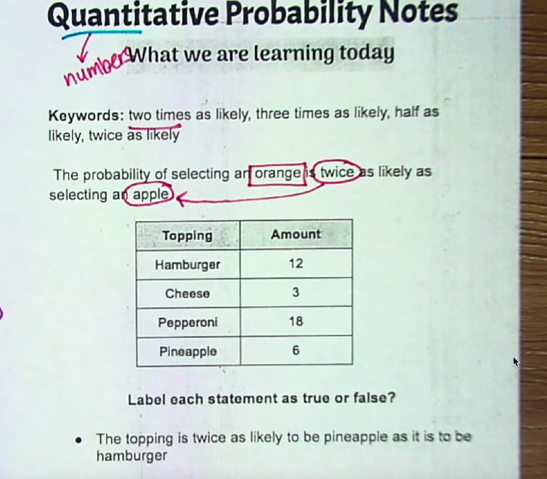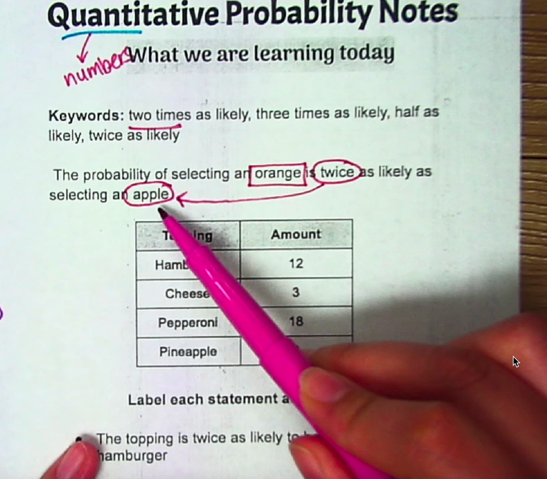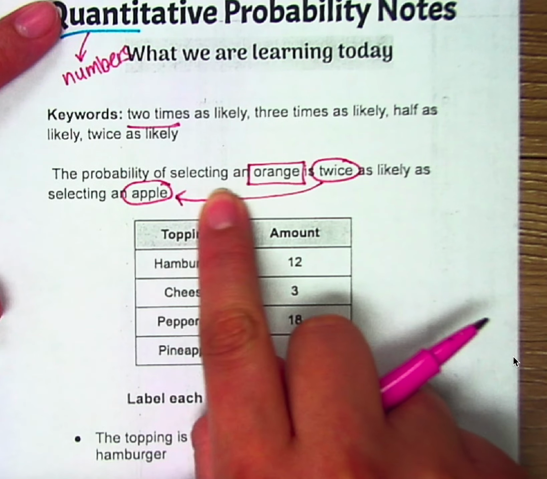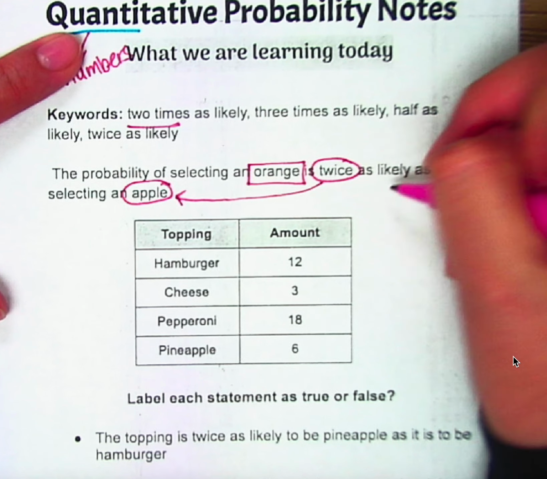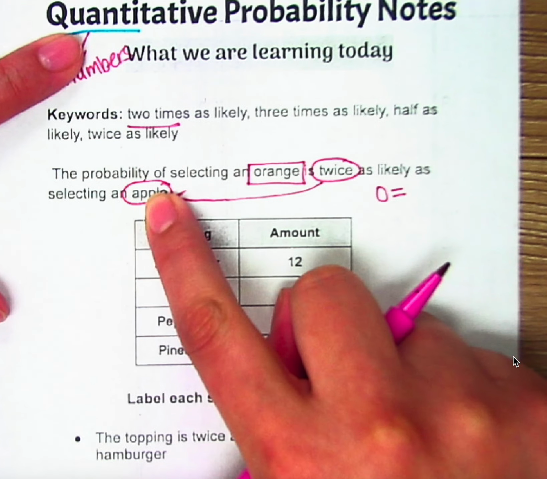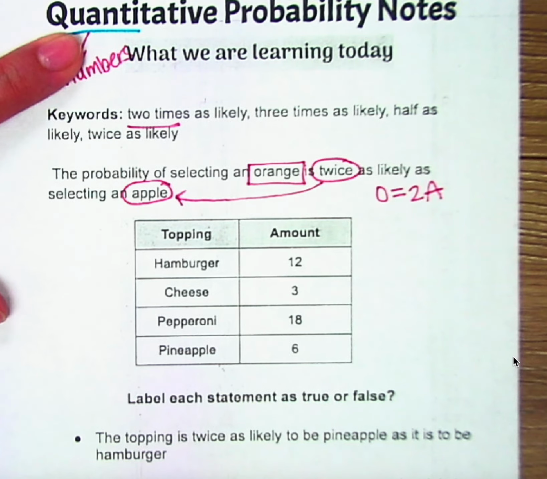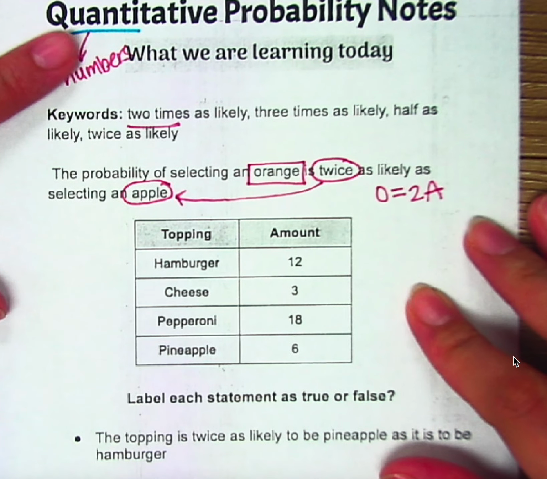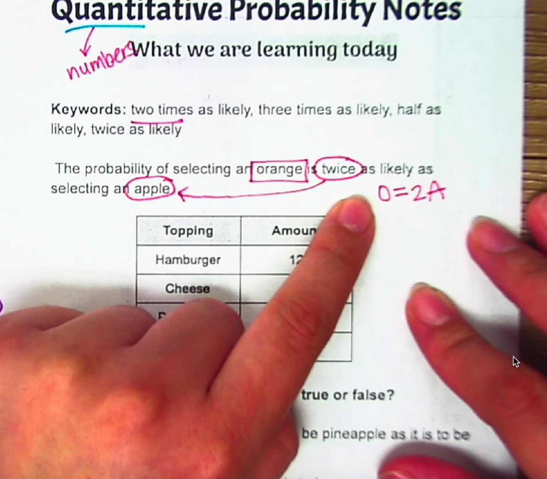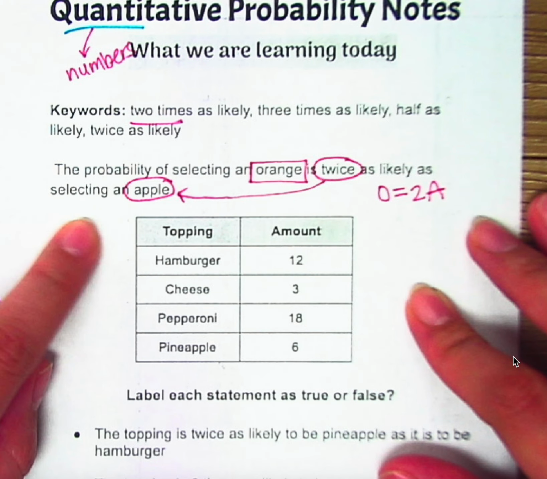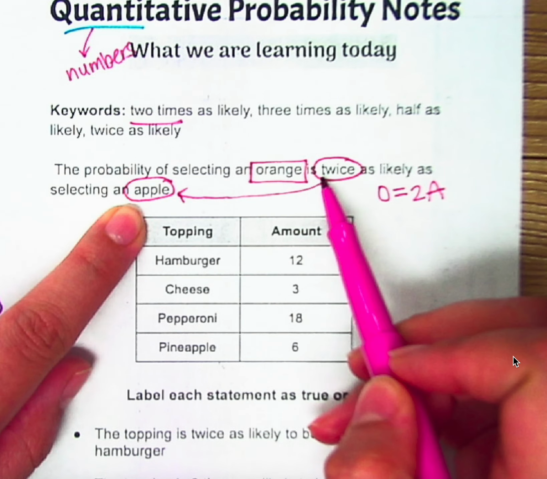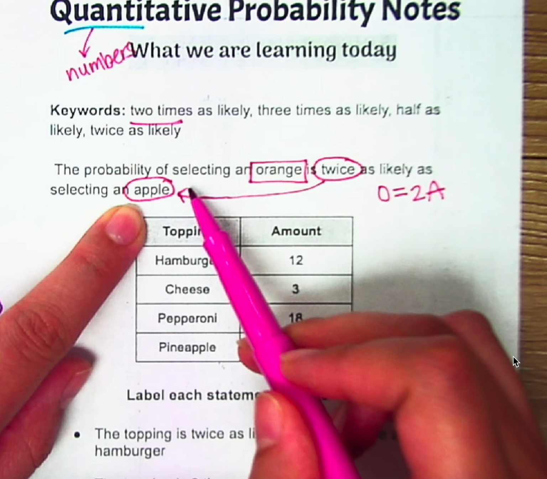Why am I connecting it? Because that 2 times is going to be applied to apple. So this is what I'm talking about. You're going to write it as you see it. Orange comes first. It's going to be orange is equal to 2 times apple. So I just wanted you to see how we're going to do it first. We're going to box our first label, circle our keyword, and then circle our second label. Then you're going to connect them because your keyword is going to apply to that second label.